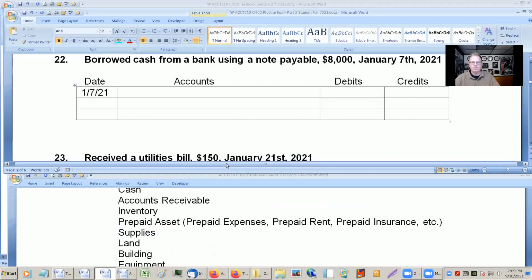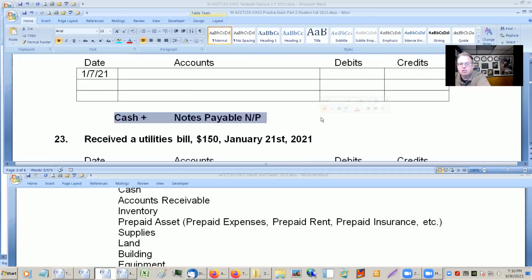Borrowed cash from the bank using a note payable, 8,000. We do cash and accounts payable. Cash is going up because we got it from the bank. You can use accounts payable, but notes payable would be a little more descriptive. Either one's fine, and this could also be just NP. So we did cash, which is a debit, and we will do notes payable. Is notes payable going up or down? It will go up.